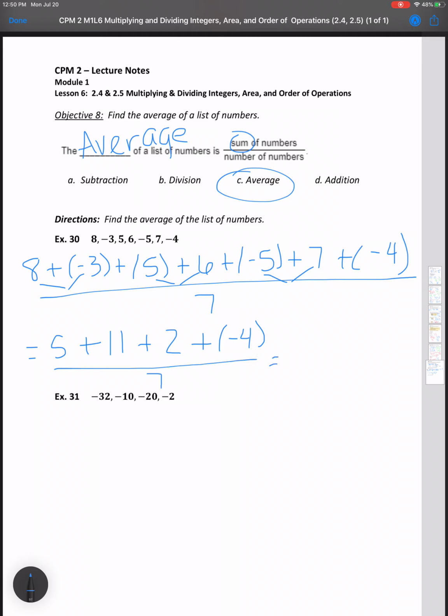So if I just finish adding these up, that's going to be 16 and a -2. So 16 plus a -2 divided by 7. That's going to end up being 14 divided by 7, which is going to give me an average of 2. So the average of those numbers is 2.